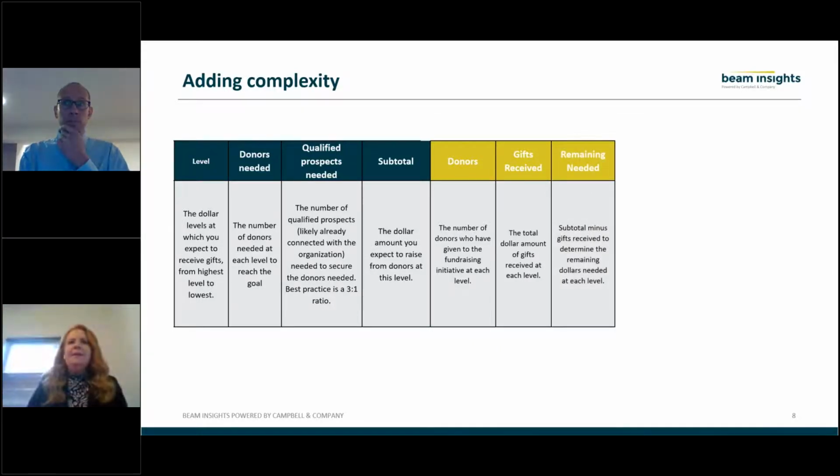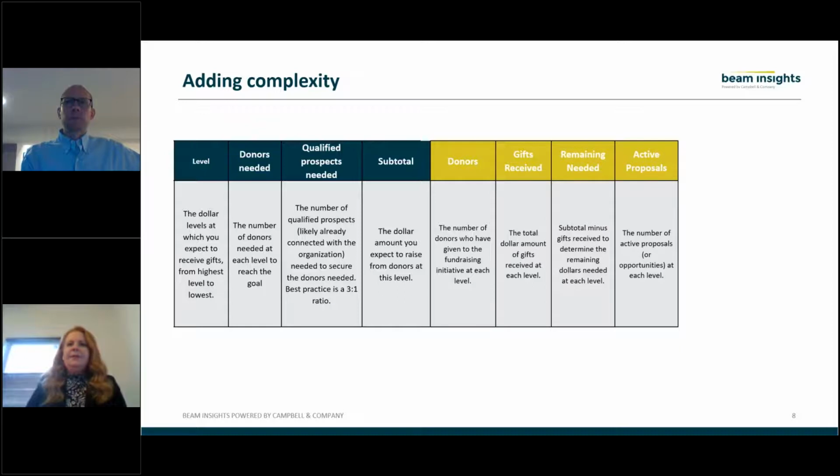And then some simple math will allow you to see the remaining dollars that you'll need from your donors at each of those levels. So we know that at a $1 million level, you may have gifts that come in at 1.5 million, for example, which is great, but this is a good way of seeing the dollars needed at each of those levels. And then as your team adds proposals for your fundraising initiative, you can then map those to the gift table as well.